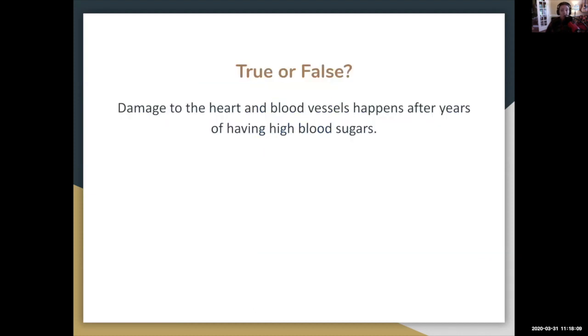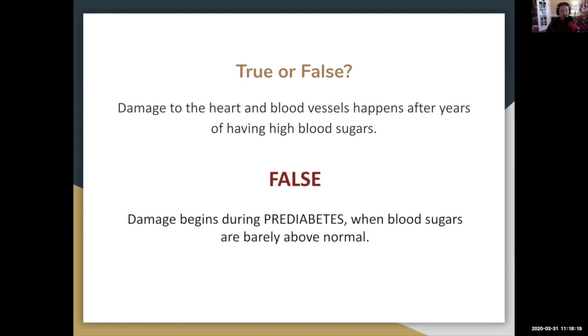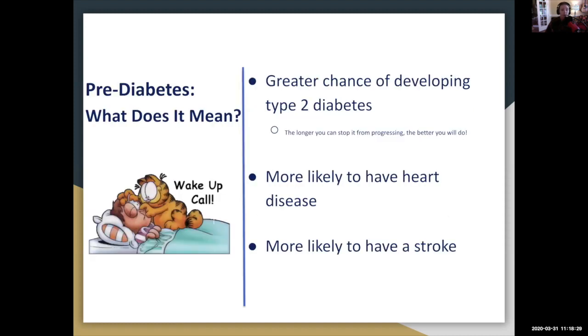Here's a question: true or false? Damage to the heart and blood vessels happens after years of having high blood sugars. And you may be surprised to know that that is actually false. The damage begins during the pre-diabetes phase when blood sugars are barely above normal. So what does pre-diabetes mean to you? And this is an important wake-up call for everybody, even those of us who don't have pre-diabetes right now, because it happens more with age. So interventions that we make now will have greater payoff later.